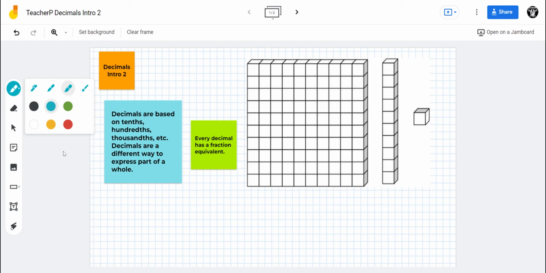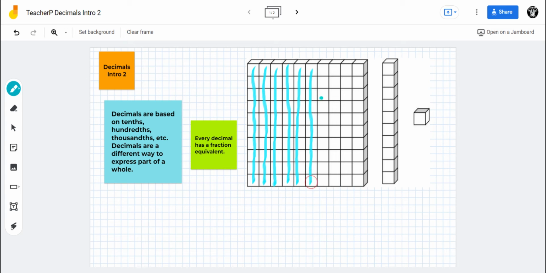Well, over here on the side, I have some base 10 blocks that I want you to take a look at, and I am going to highlight them in, right? So if I highlight them, there's 1/10, here's 2/10, here is 3/10, here is 4/10, here is 5/10, here is 6/10, 7/10, 8/10, 9/10, 10/10.